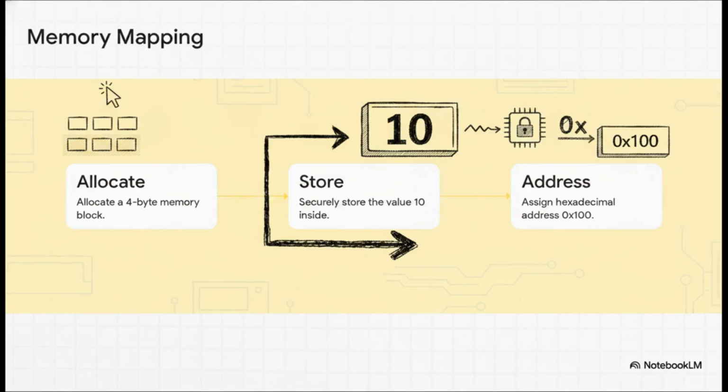But step 3 is where the pointer magic actually begins. That physical block gets assigned a specific, permanent location in your main memory. Computers represent these memory addresses in hexadecimal format, which you can usually spot by a 0x prefix. So, just for the sake of our explainer today, let's say this specific block gets assigned the hexadecimal address 0x100.